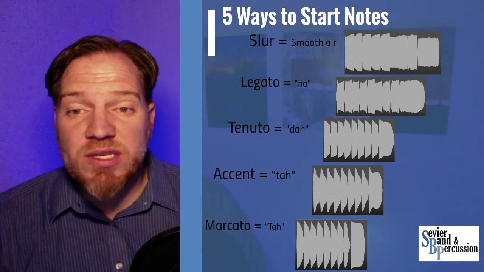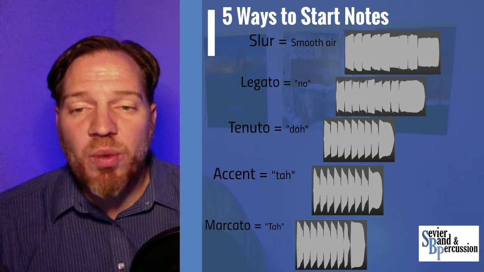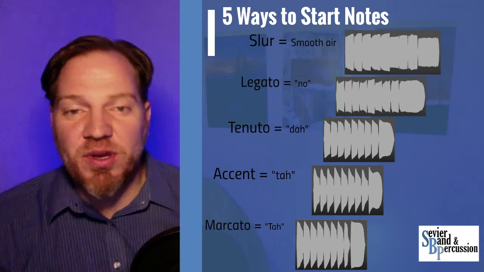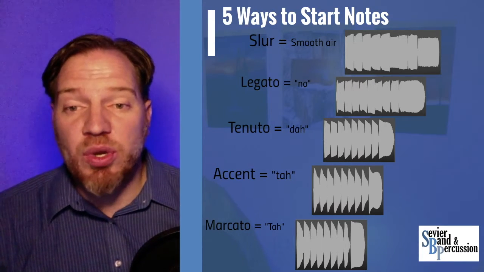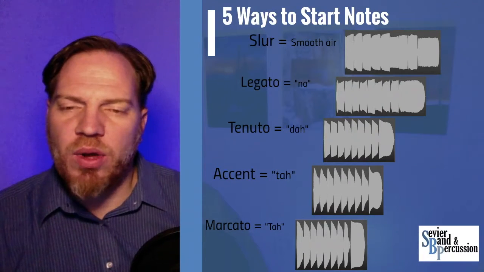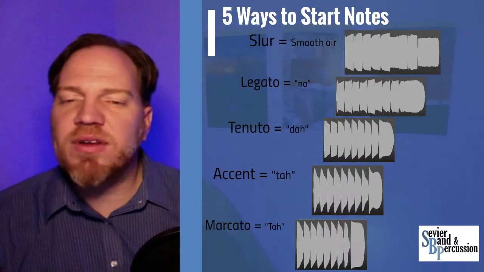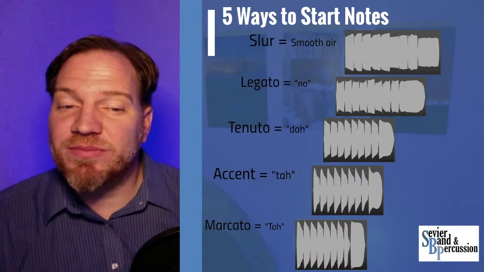If we use the correct syllables to start the notes, we can make that subtle difference between a slur and legato, or tenuto, or accented, or marcato. So they sound a little different and sound musical.